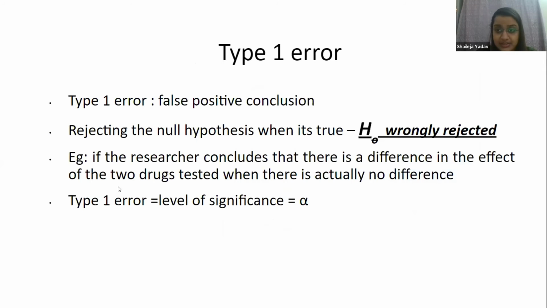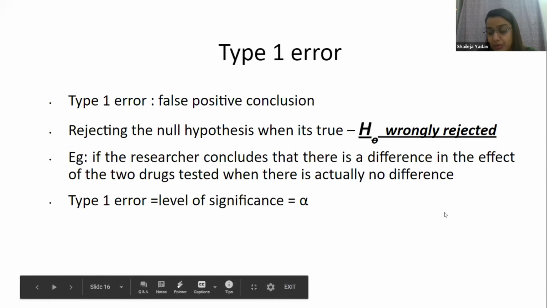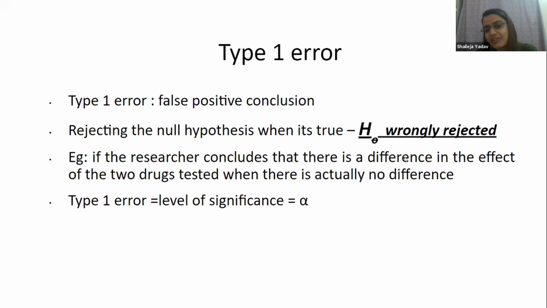The example for this type of error is if the researcher concludes that there is a difference in the effect of the two drugs tested when there is actually no difference. So the null hypothesis was that there is no difference, mu one was equal to mu naught. What we have done after testing the hypothesis, what we realized is that mu one was not equal to mu naught. So we actually falsely rejected the true null hypothesis. In this case, we will be getting what we call type 1 error.